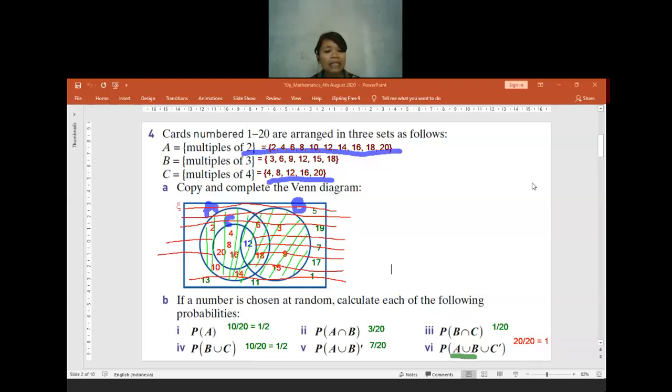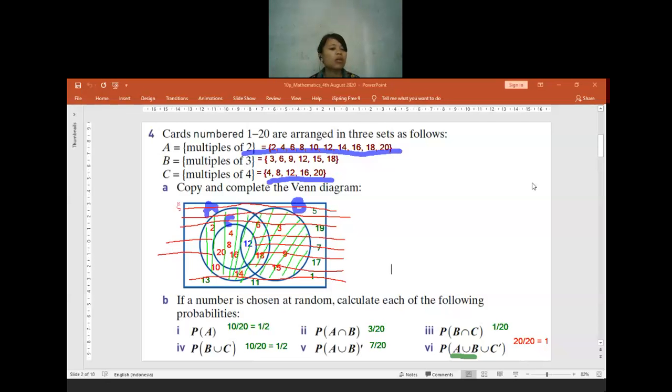Outside the circle C, it can be outside circle A and B, it can be on the circle A, it can be on the circle B. Because for the very first one, for A union B, I will take everything inside the circle A and B, and then I combine it with C dash, which is outside C. It will be outside circle A and circle B also. So it means I will take everything.